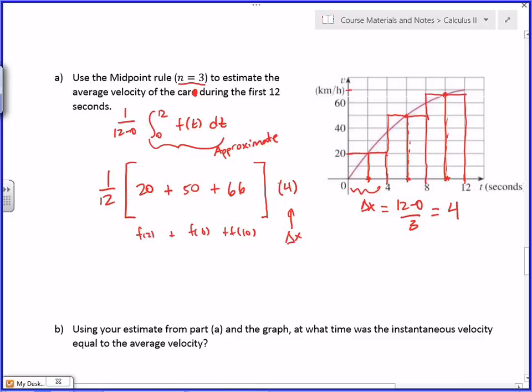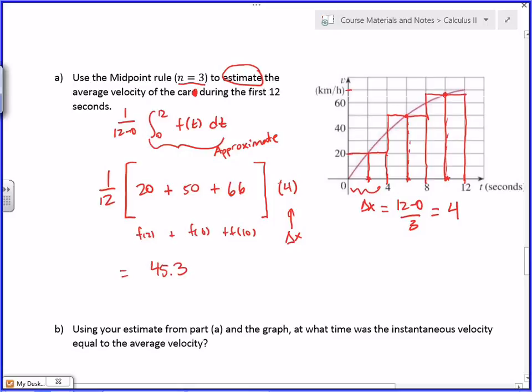So this is 70 up here. It's about halfway. Okay, so 70 plus 66 times 4 divided by 12. 20 plus 50 plus 66 times 4 divided by 12. 45.3. This word also counts as license to use decimal points.